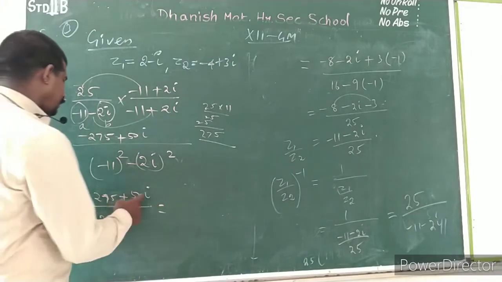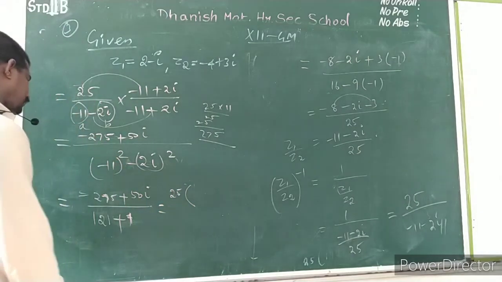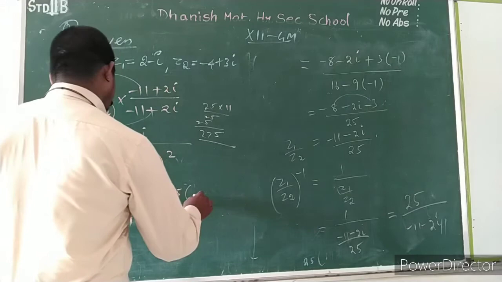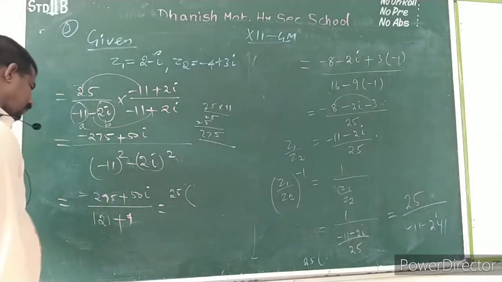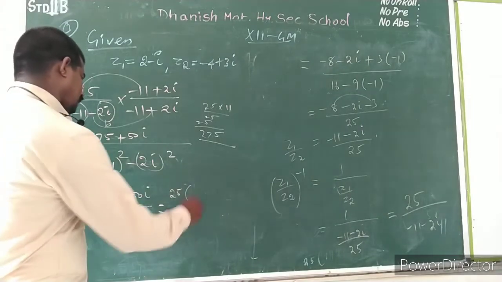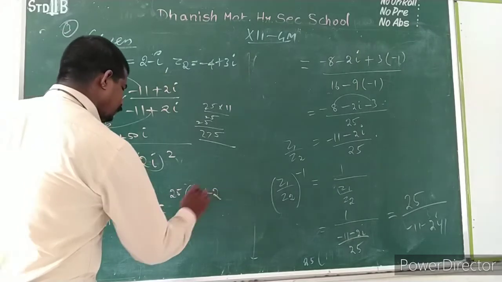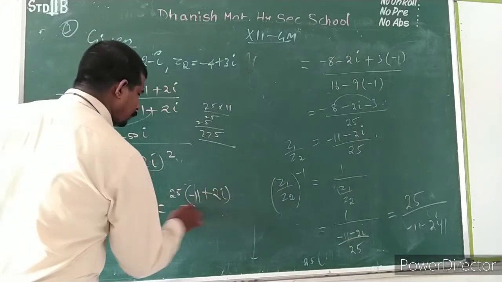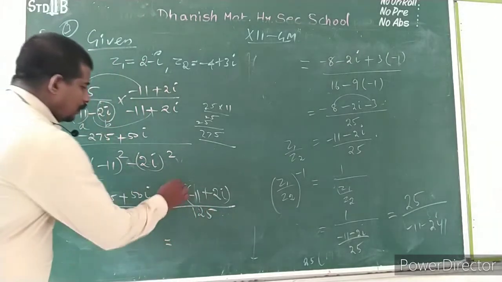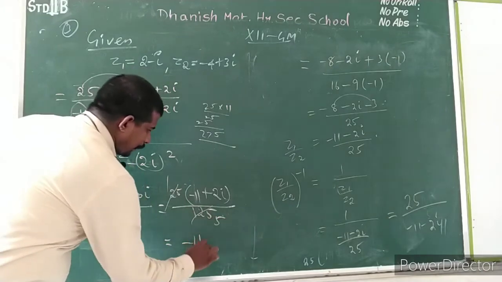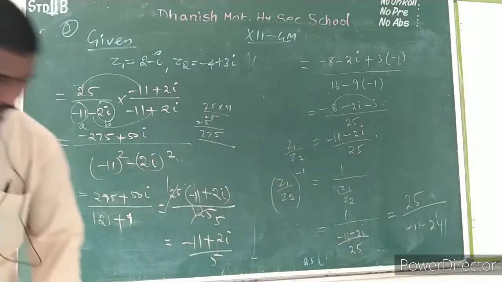From this we can take 25 as a common factor. So 25 into (minus 11 plus 2i) divided by 125. So this is 1 times 5 times. So (minus 11 plus 2i) divided by 5 is the required answer.